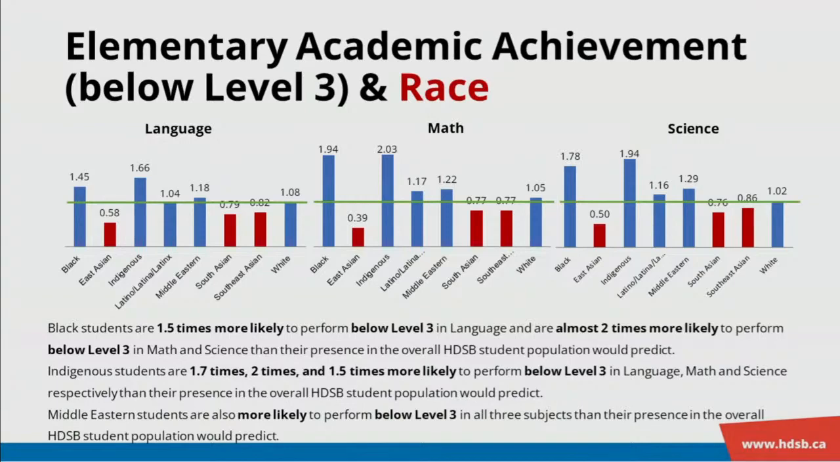So for instance, when we're looking at language, we have our Indigenous students who are 1.66 times more likely to achieve below a level 3. We have our Black students that are 1.45 times more likely to achieve below a level 3, and so forth. So across the three domains, we do see areas of disparities and disproportionalities across racial categories.